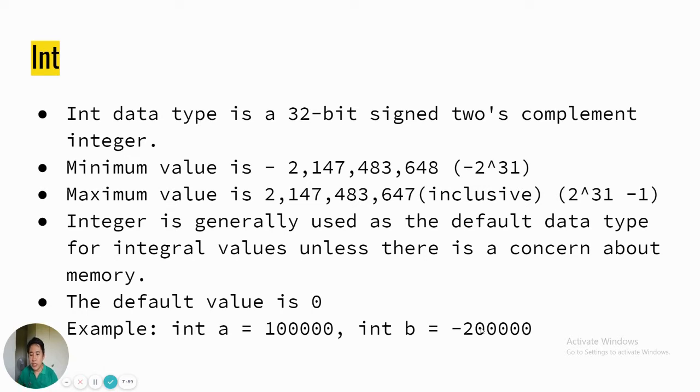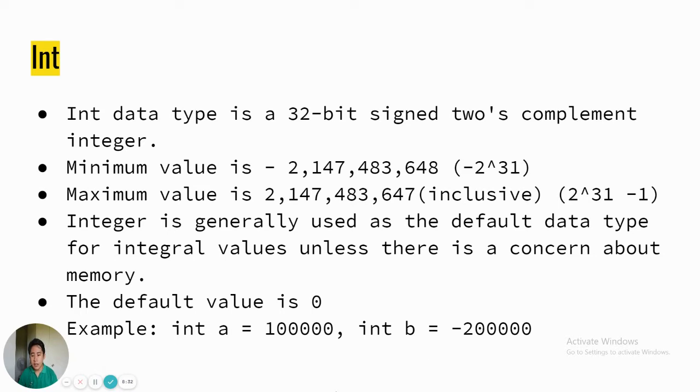So integer is generally used as the default data type for integral values unless there is a concern about memory. Commonly, guys, if we are going to use whole numbers, we commonly use integer, or int. So when you're going to program and you're going to use whole numbers, it's better for you guys to use int as a data type. The default value of int is 0.